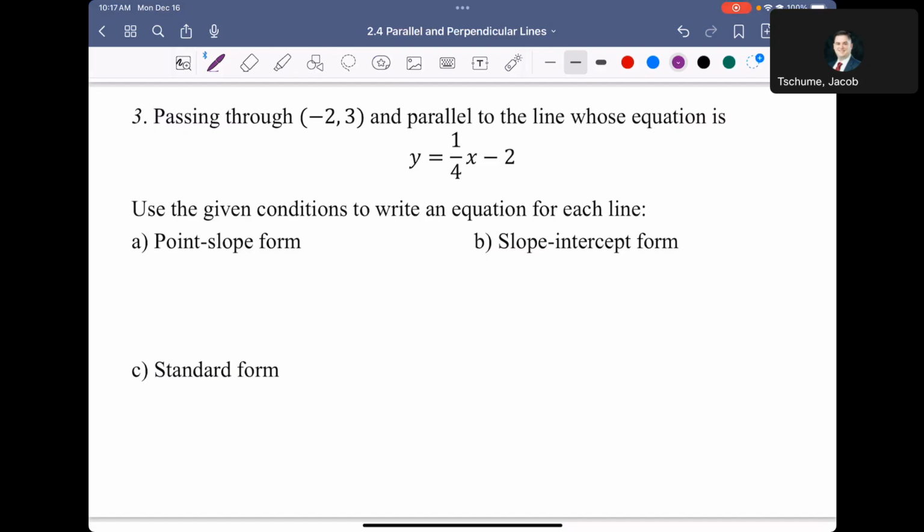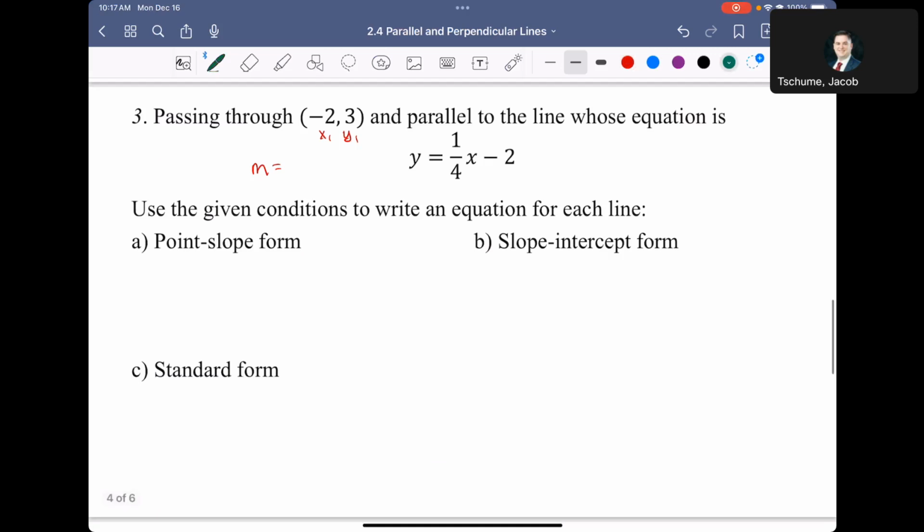Well, if you remember our talk in section 2.3, to write the equation of a line, you need 2 things. The first thing you need is a point, which we will call x1, y1. We have that. And the second thing you will need is a slope. Well, according to this information, the slope of our line needs to be parallel to the line given here.